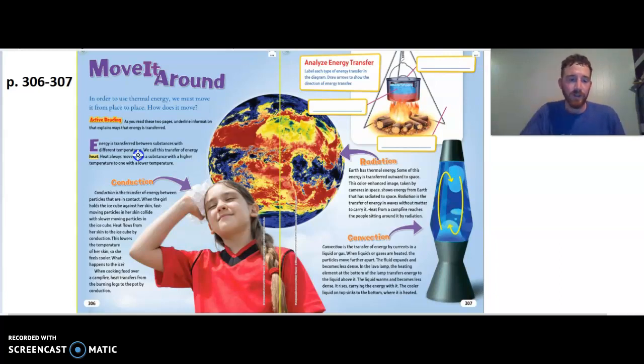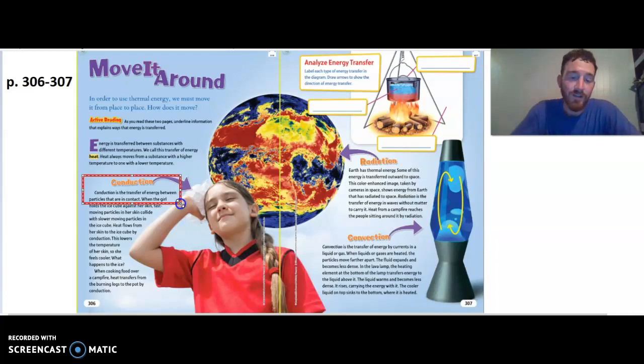Here we have a girl with a cold ice towel on her head to cool off after running around and playing soccer. So that is an example of what's called conduction, okay? So conduction is the transfer of energy between particles that are in contact. Contact, conduction, think about that. Things that are touching can transfer heat from one to the other as well, okay?